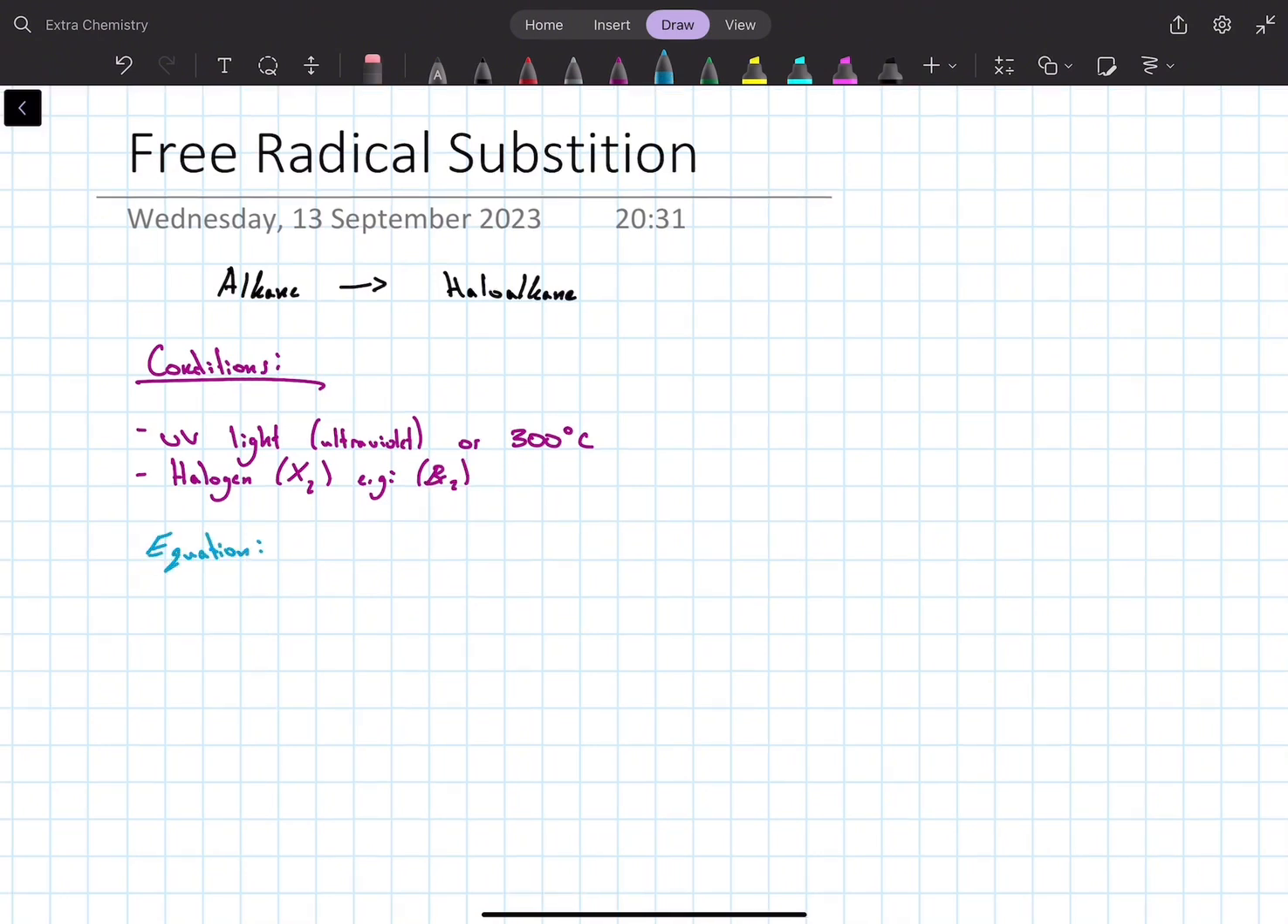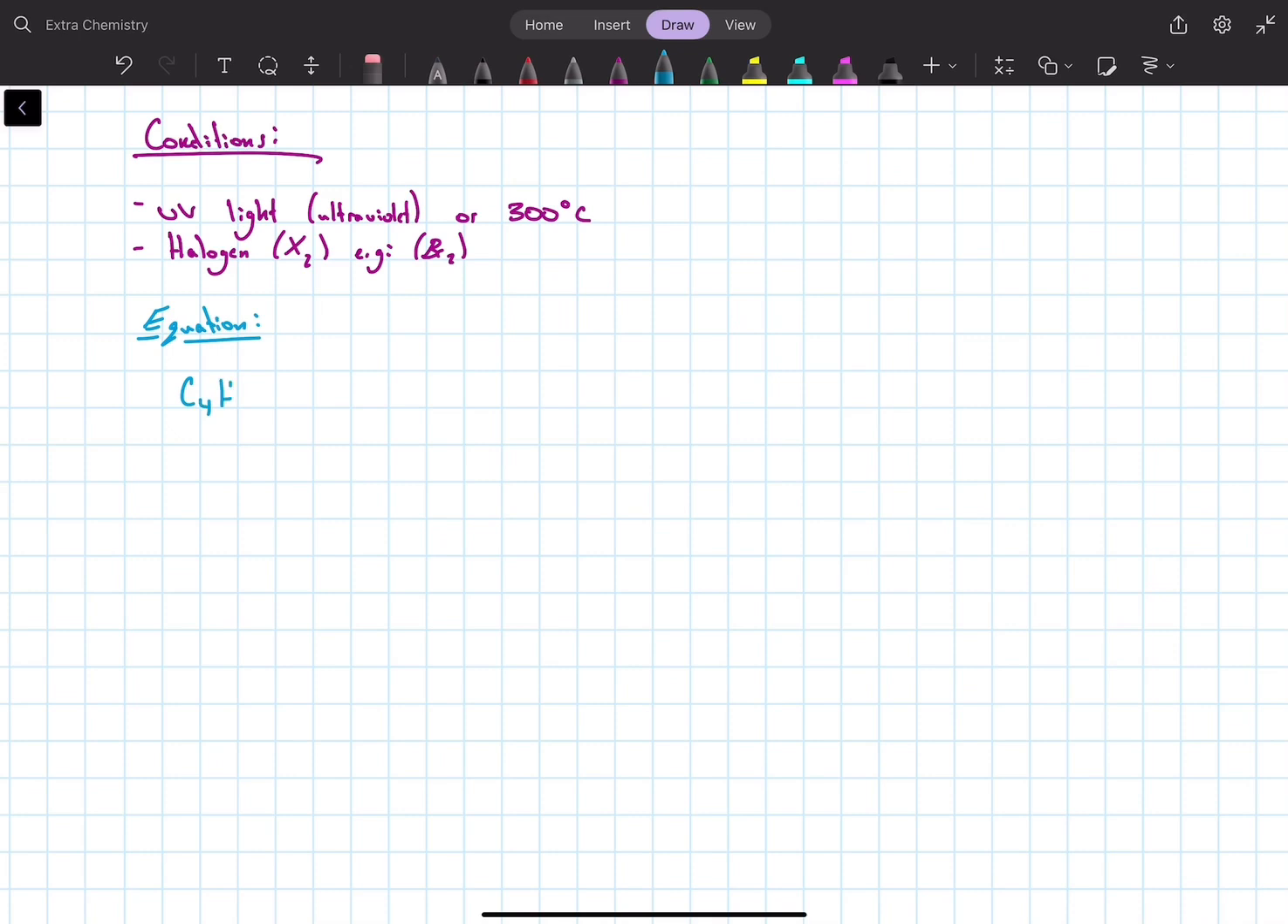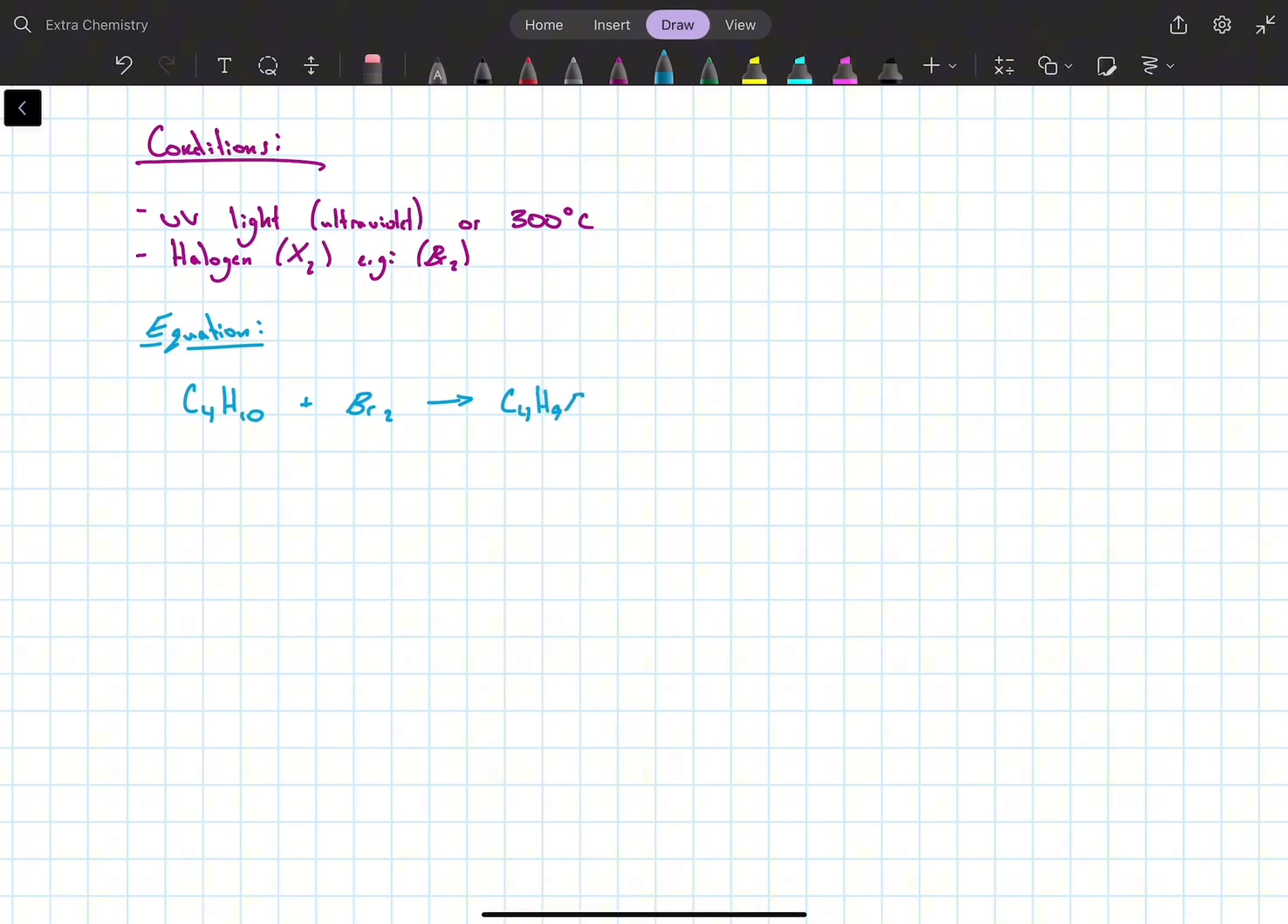So, the equation. We'll start off with butane, C4H10, and we'll add Br2 to it. And this example is a mono substitution. Therefore, only one hydrogen atom will be substituted for a bromine atom, and therefore this gives us C4H9Br, with the other hydrogen atom bonding with the bromine atom to make hydrobromic acid.